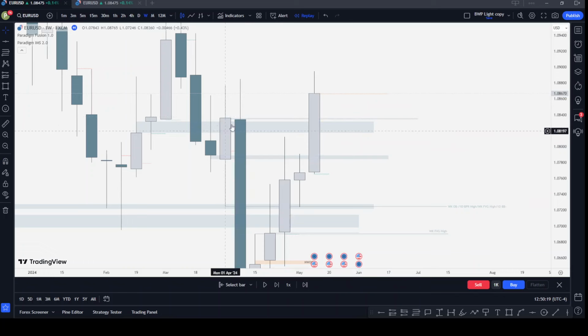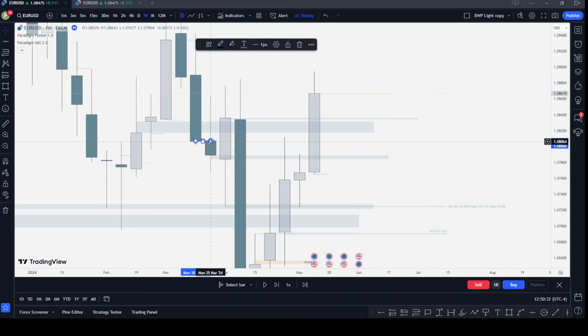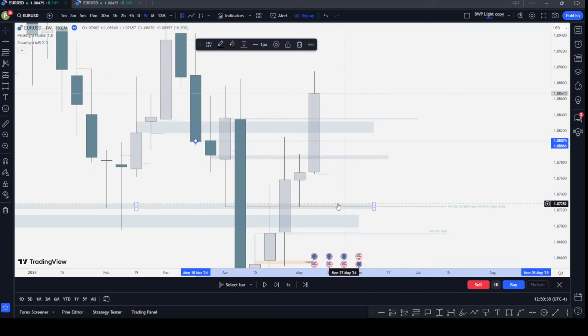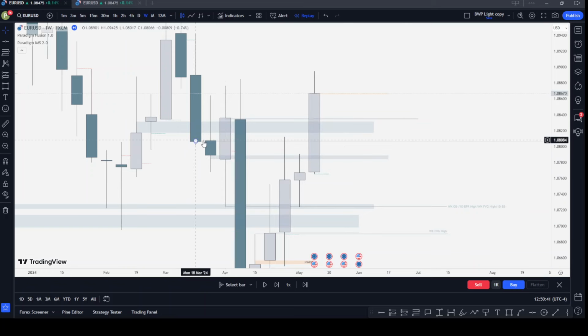Okay, so this is a new week opening gap. Price has closed above this one, and there is also one here. Price has closed, so let me extend that out in time. This is what you do every week. Okay, so this is a new week opening gap right here.